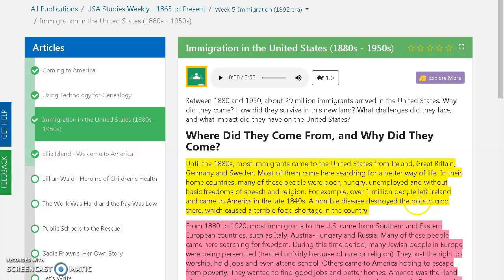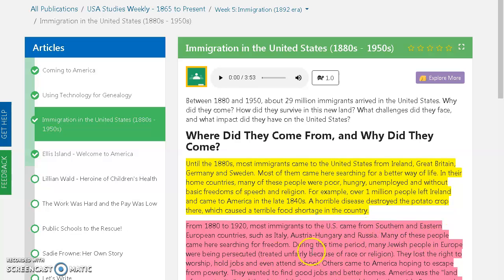For example, over 1 million people left Ireland and came to America in the late 1840s. A horrible disease destroyed the potato crop there, which caused a terrible food shortage in the country. So you need to know all of the above: that the Jewish people were persecuted, a horrible disease destroyed the potato crop in Ireland, and many of these people were poor, hungry, unemployed, and without basic freedom of speech.